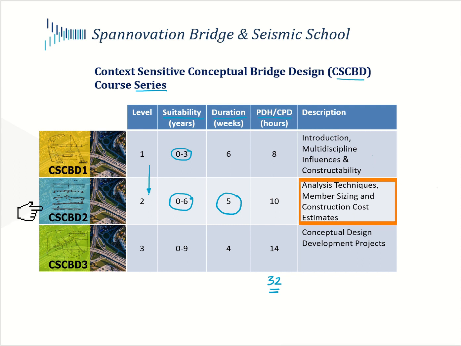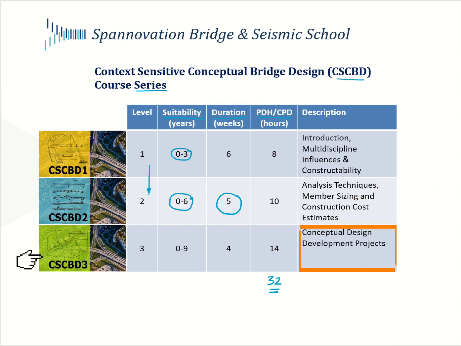The second course is where we start getting into the nuts and bolts of conceptual level design, where we present various analysis techniques and simplified ways of determining demands on our bridge components. Then we learn how to size the major structural members, develop a construction cost estimate, and also conduct a multi-account evaluation to compare alternatives. And finally, CSCBD 2 is concluded with professional practice minimum quality management guidelines that would be particularly useful for students that are looking to get professionally registered.